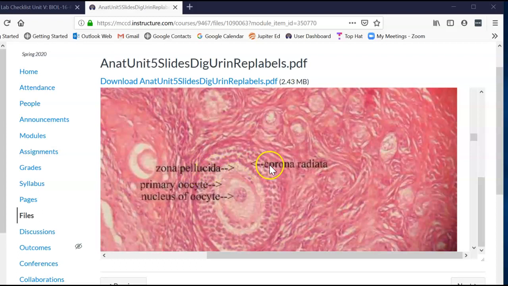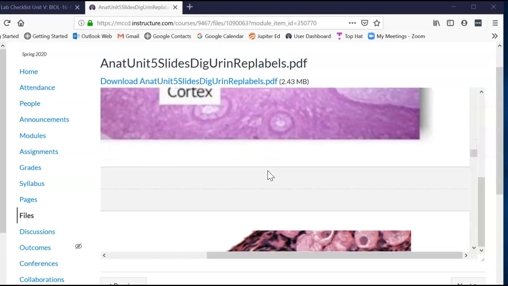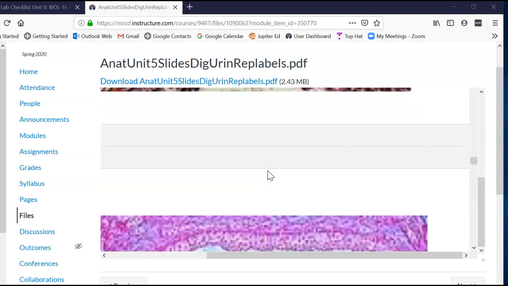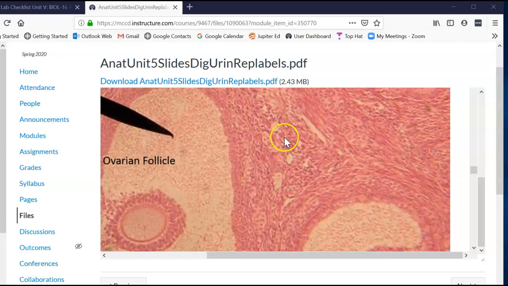This shows you two of the layers here, the zona pellucida and the corona radiata. But primarily, we're interested in this oocyte here that's developing and will have 23 chromosomes in the middle there. So let's go on down to another picture here that shows another ovarian follicle, or tertiary follicle, or Graafian follicle.